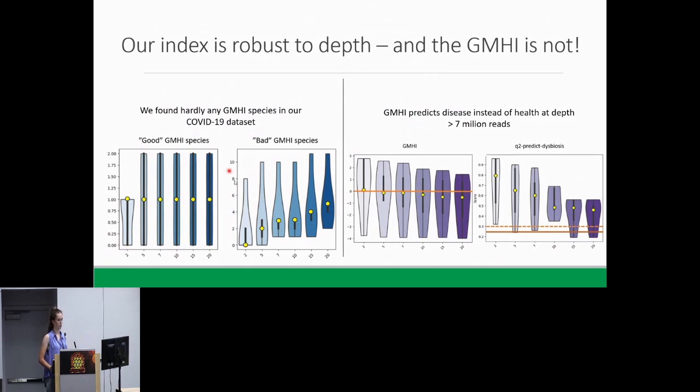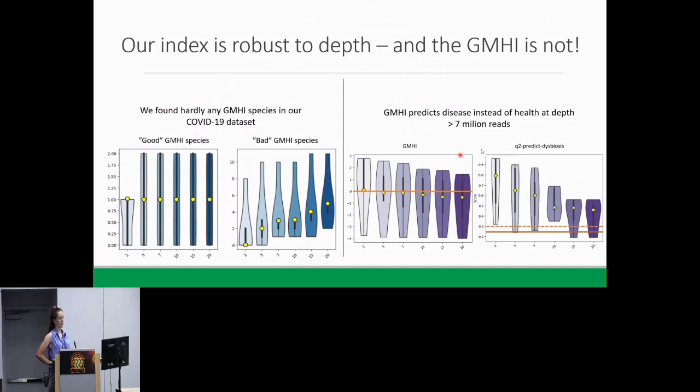There were in total 50 GMHI species that were associated with health or disease, but when we actually look at our data set, we can see that across all sequencing depths, we only identified one GMHI species associated with health, and only up to 4 species associated with disease. So once again, the original paper claimed that there were 50 of them. So we couldn't see them in our data, therefore this index was not translatable.